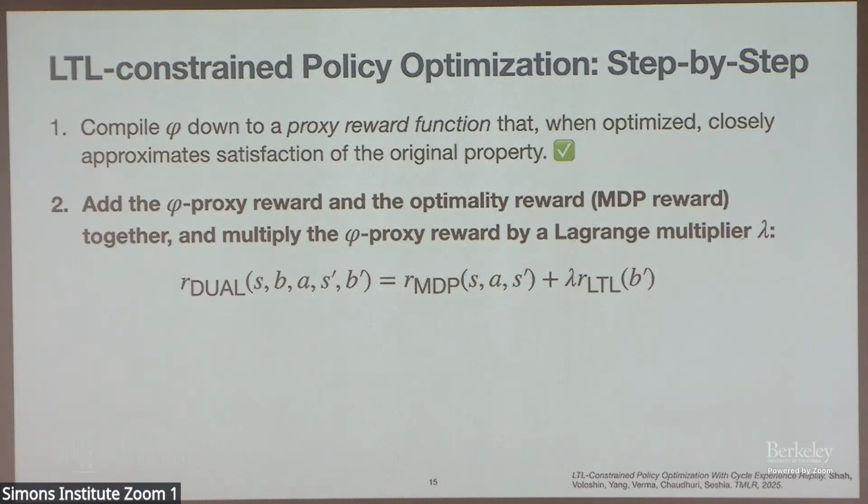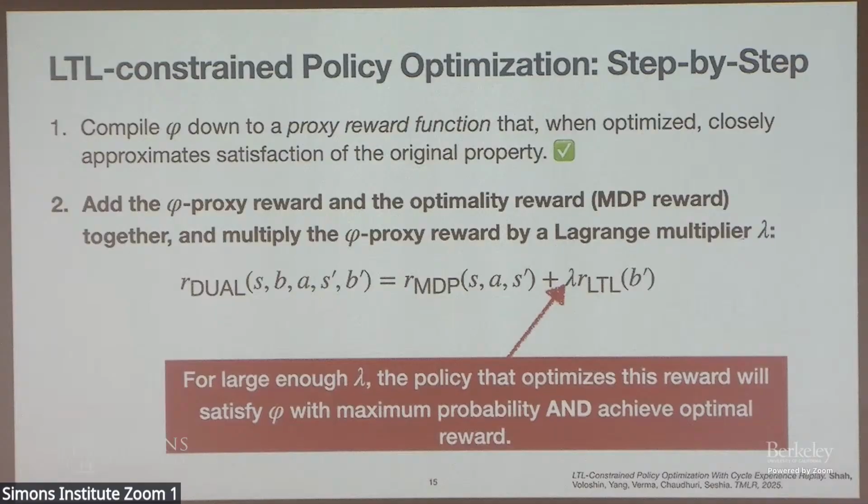And this is one thing that we showed in the work I'm discussing: how do I combine these things? The answer is actually pretty simple. I can take that proxy reward function I developed, which I'll call R sub LTL, and add it to the original optimality reward, the MDP reward, multiplied by some Lagrange multiplier. If that value is sufficiently large, we show that a policy that optimizes this combined reward will achieve our original goal: it will satisfy the specification with the maximum probability and achieve the optimal reward.